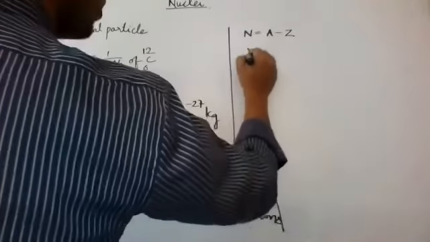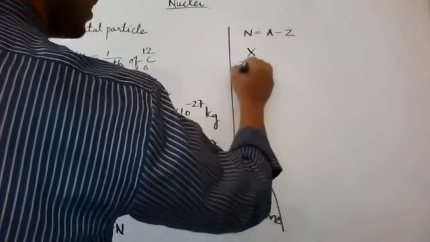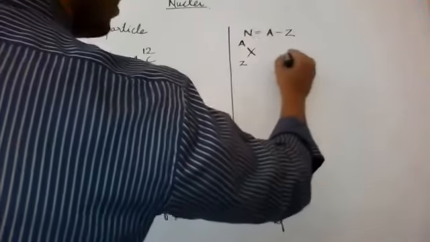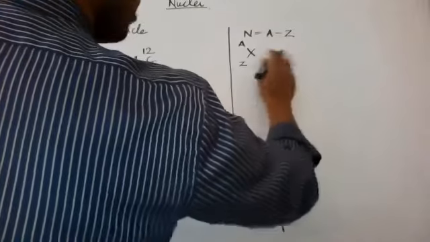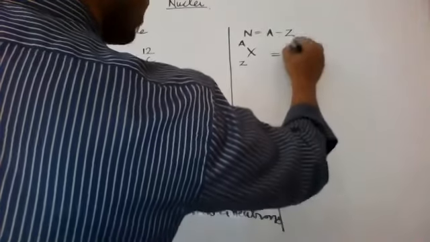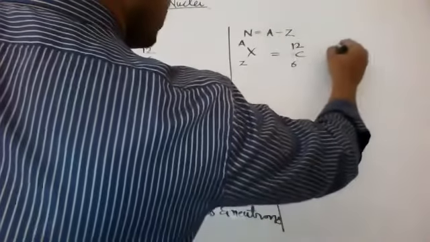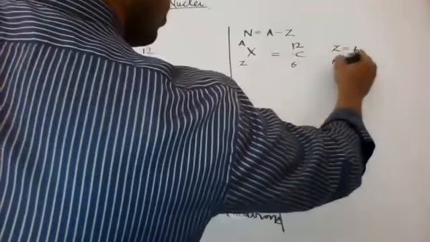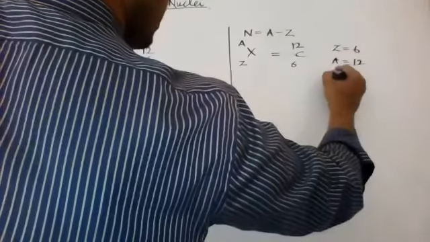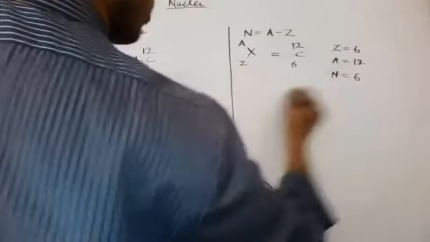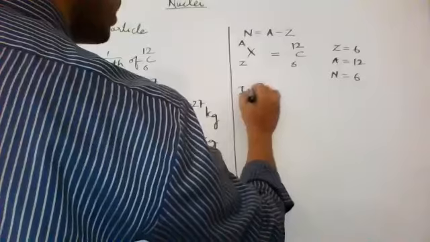So in the periodic classification table we write the symbol X with Z and A, for example C-12, written as carbon 6, 12. Z equal to 6, A equal to 12, and n, the number of neutrons, is also equal to 6.